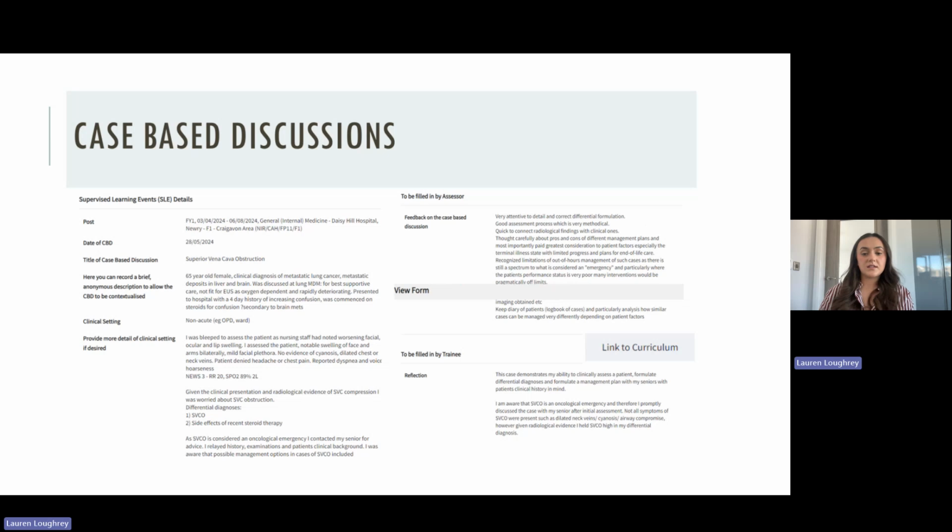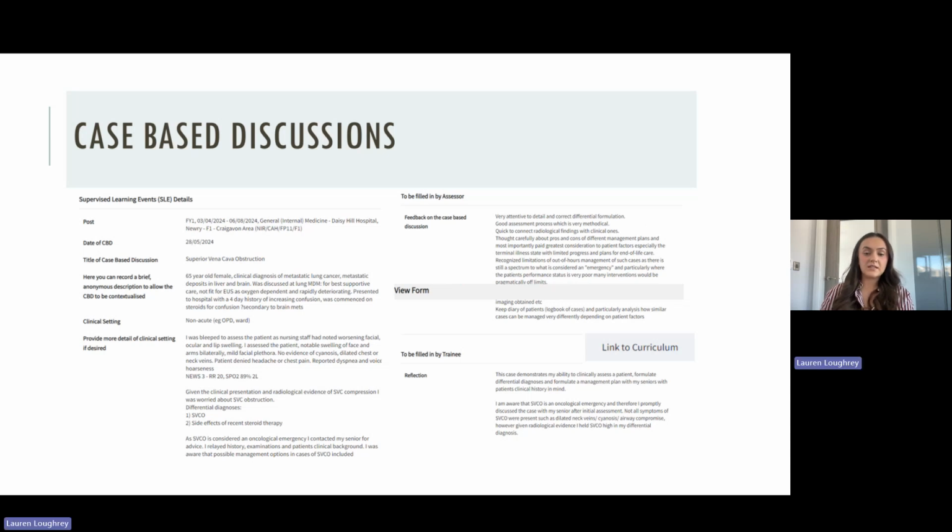Case-based discussions essentially involve discussion of a patient's case. This can be through seeing an interesting patient during a ward round and discussing their condition or management plan with a senior, or when referring a patient to another speciality for advice. You can also count this as a CBD.